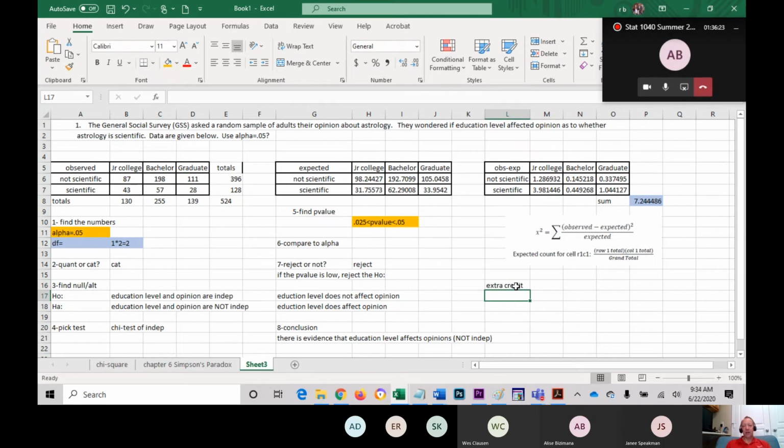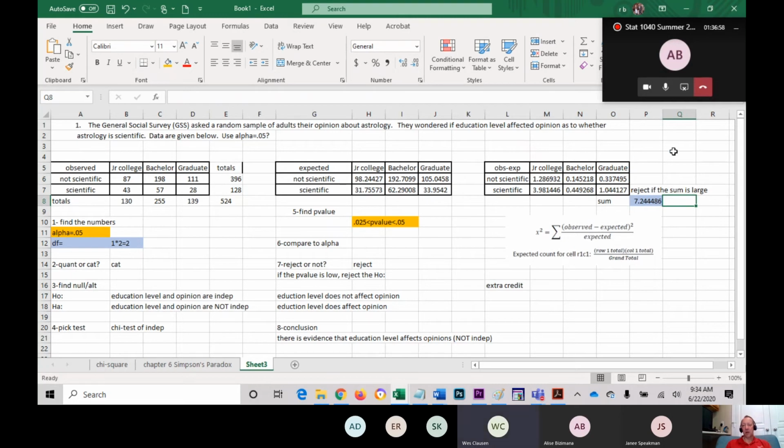The idea here is we think that this is not independent. We also know to reject the null if the sum is large. And so in this case, we're rejecting the null. We're saying that this sum is too large. Now the question is, when we look at this table, which value contributes most to the sum?